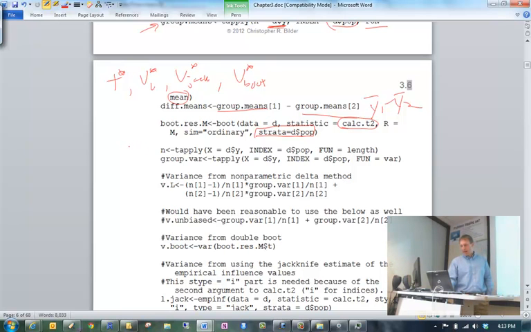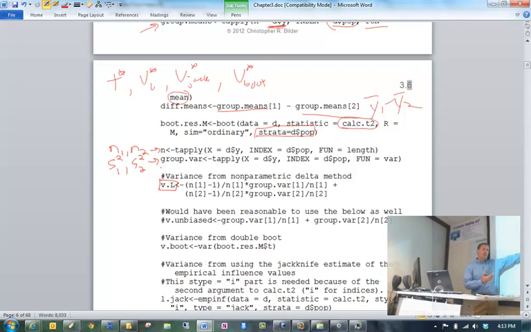Then I find N1 and N2, and also what would be equivalent to, let's say, S1 squared and S2 squared with the original data. So I use the tapply function to get my sample sizes and also the sample variances. Now, where do I use these sample variances and these sample sizes? Well, to get VL, the non-parametric delta method estimate of the variance.